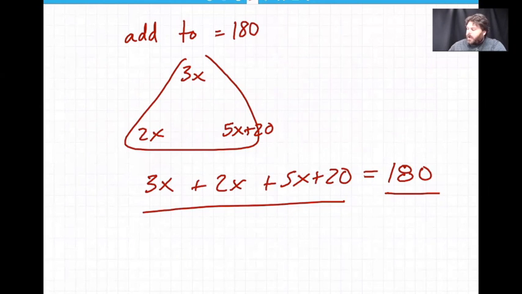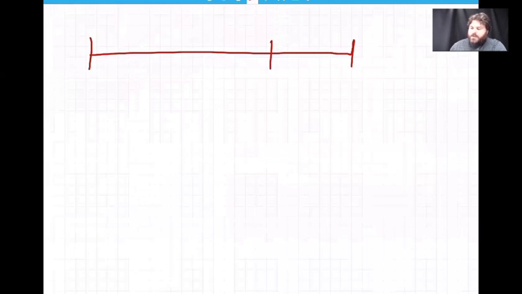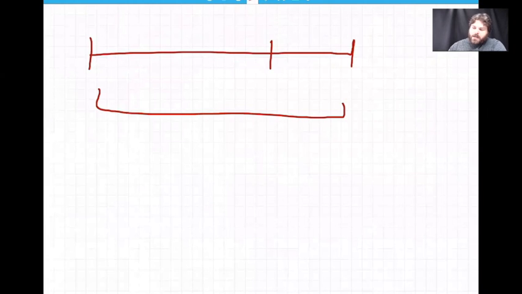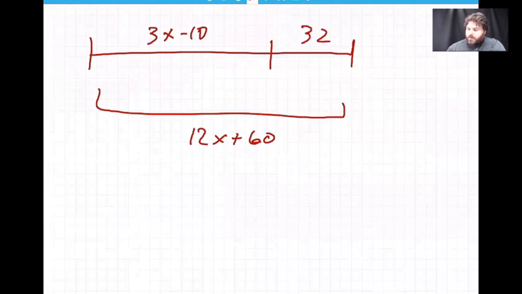The third main example that you'll see is a big line segment broken up into little pieces. So maybe the big part is 12x plus 60, and you know that this is 3x minus 10 and that this is 32.